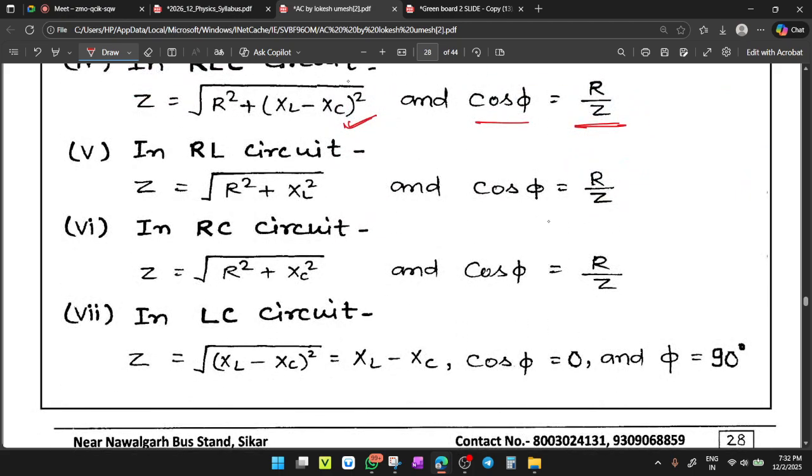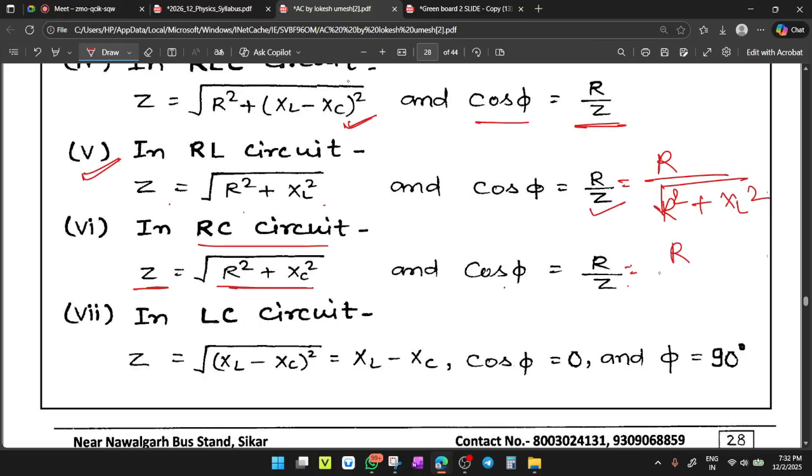Clear? For an RL circuit, Z becomes under root R square plus XL square and cos phi equals to R by Z. For an RC circuit, Z equals to under root R square plus XC square and cos phi equals to R by Z. Moreover, you can write R upon under root R square plus XL square, and here this will be equal to R upon under root R square plus XC square. Clear?